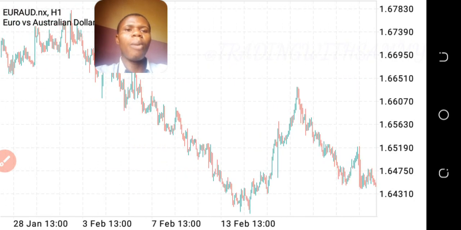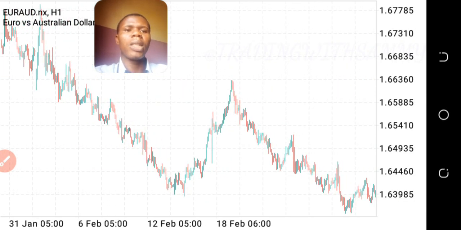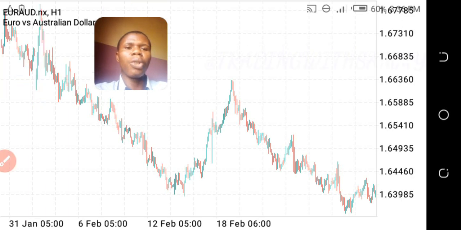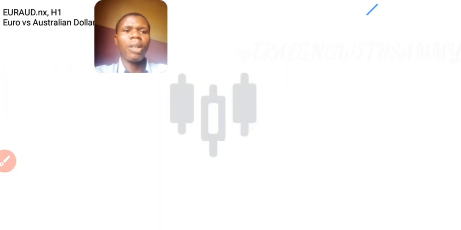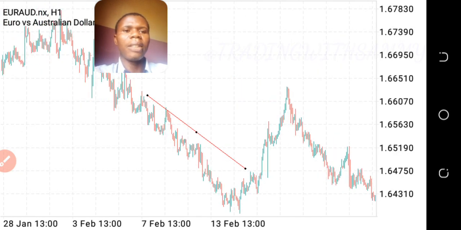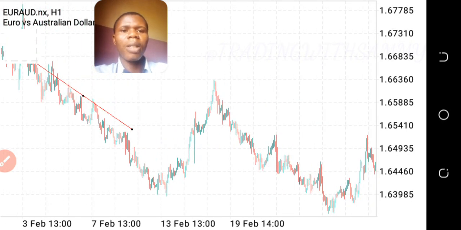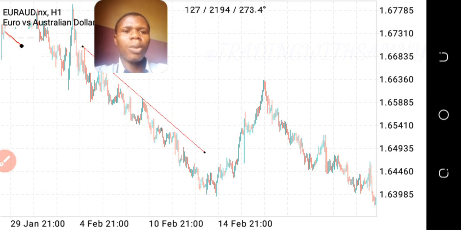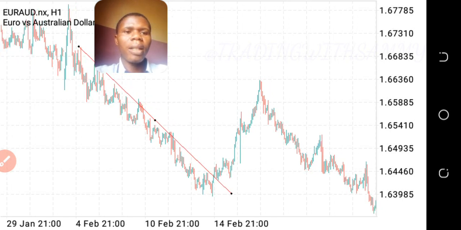So one thing I'm going to be showing you is a change of character, which is also a break of structure. You can call it a break of structure or a change of character. So let's use a trend line identifying it. This was the last one here.